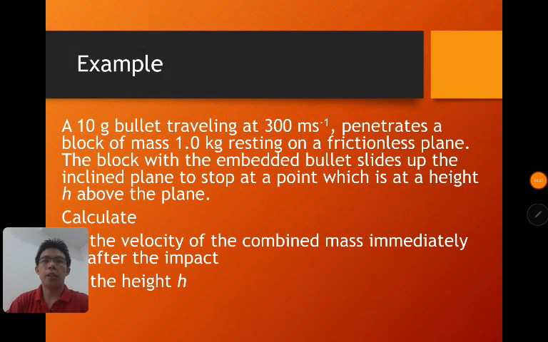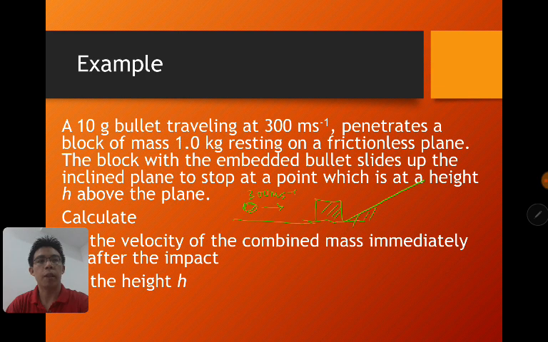Alright, next one. This question should be your assignment question, but let's try to look at it first. I'm going to explain a bit here. We have a bullet traveling at 300 meters per second, penetrating a block of mass. This block of mass is resting on a frictionless plane, so there's no friction here. It embeds in here, and then it will slide up an inclined plane. Okay, so that's the case here.